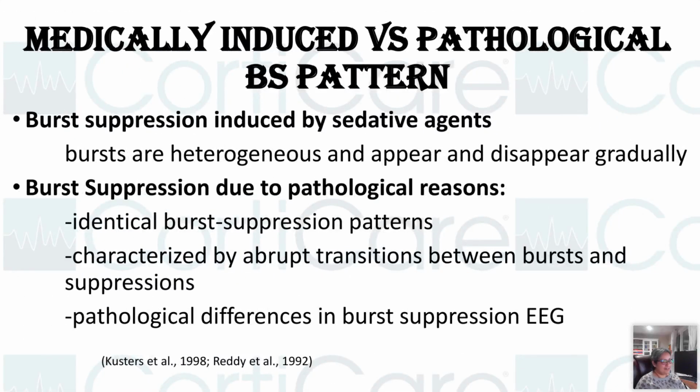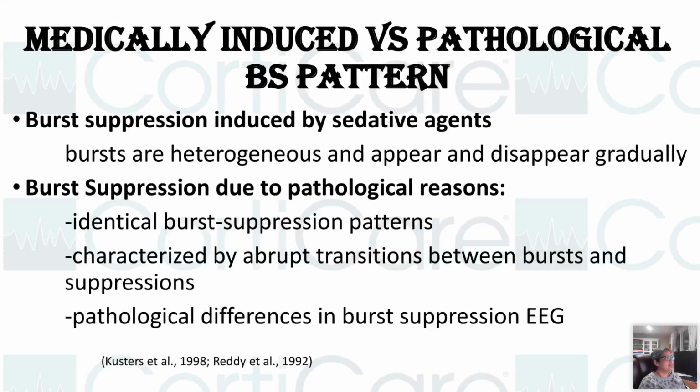All right, enough with EEG and the burst suppression patterns. Let's talk a little bit of literature here. What's the difference between medically induced and pathological burst suppression? It is burst suppression. The EEG is showing burst suppression. And just now we looked at different types of bursts, different morphology, right? Maybe their location is different.